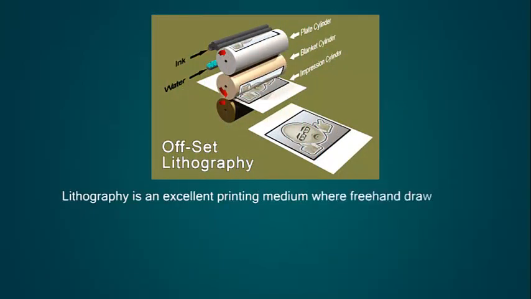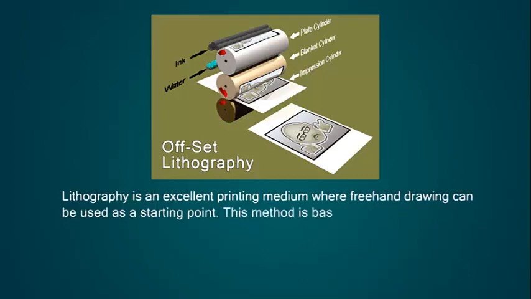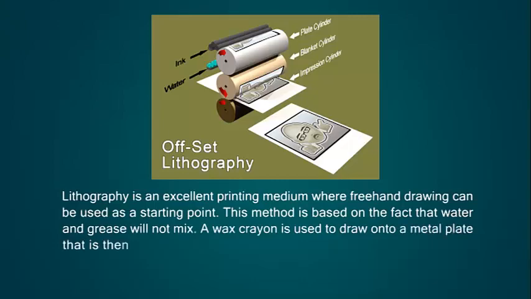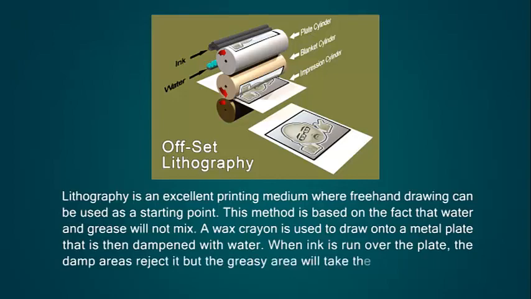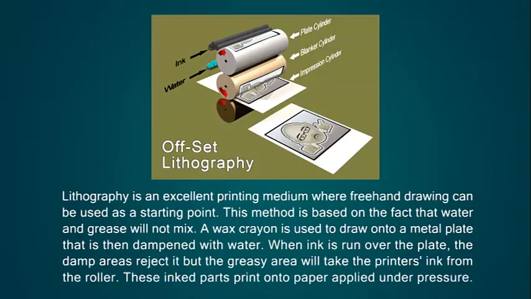Lithography is an excellent printing medium where freehand drawing can be used as a starting point. This method is based on the fact that water and grease will not mix. A wax crayon is used to draw onto a metal plate that is then dampened with water. When ink is run over the plate, the damp areas reject it, but greasy areas will take the printer's ink from the roller. These inked parts print onto paper applied under pressure.